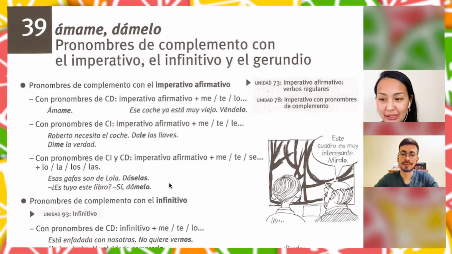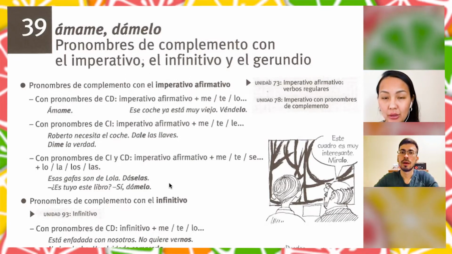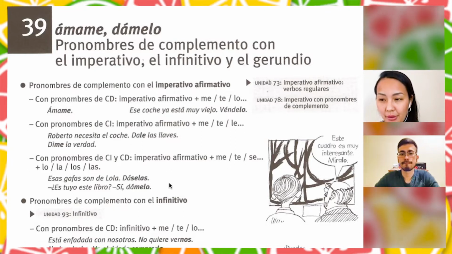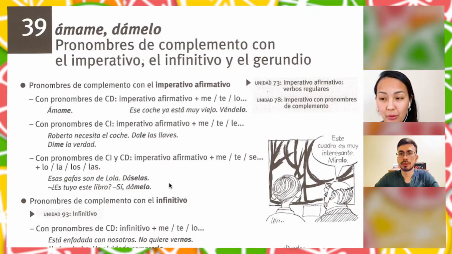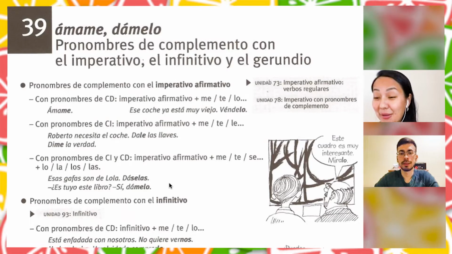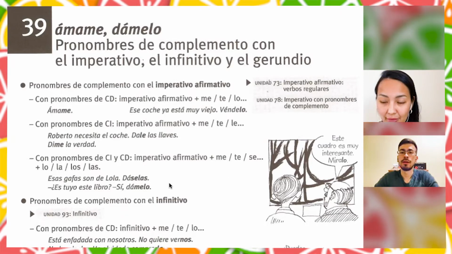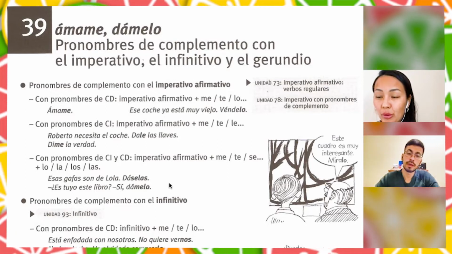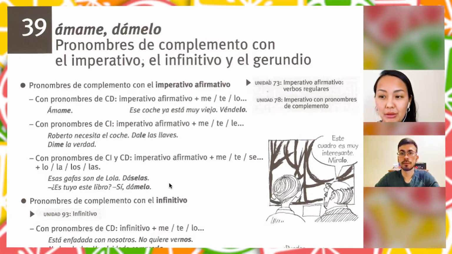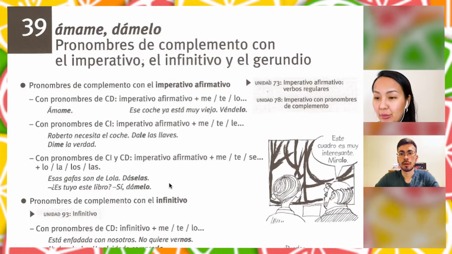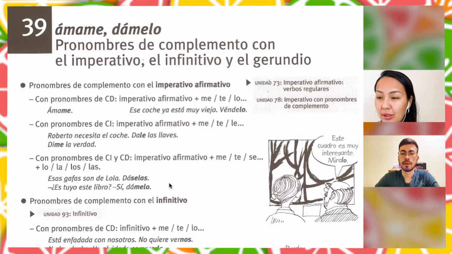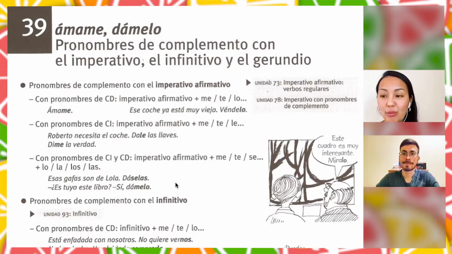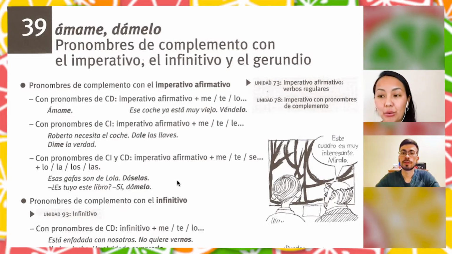So, esas gafas son de Lola. These glasses are Lola's, right? Yes, those are Lola's glasses. So, give them to her. Se is for her. Now it makes sense because las is female and plural, as gafas. Se, give her them. Let's translate it as it is in Spanish, because glasses are plural in Spanish.